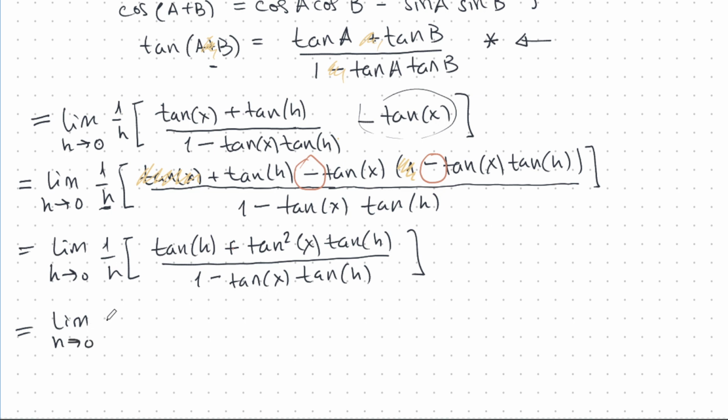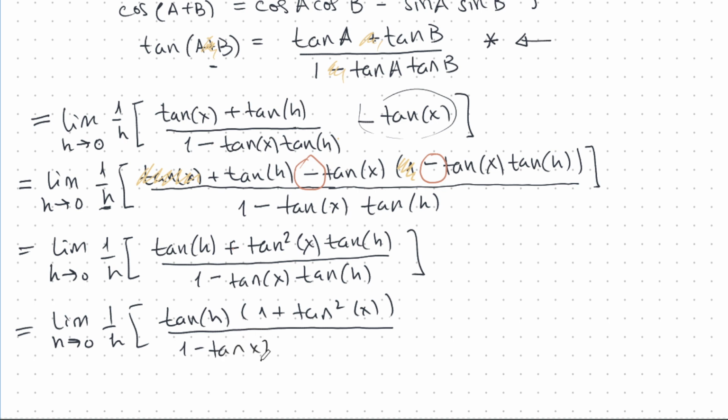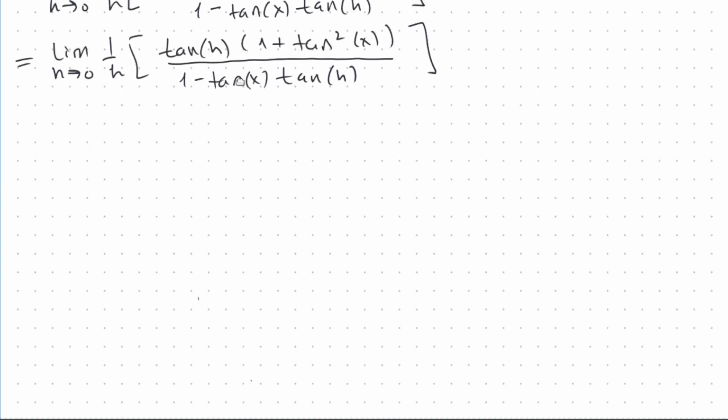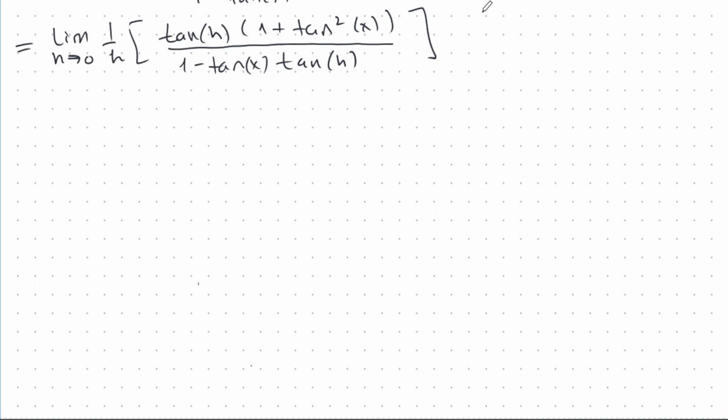Hang on. h goes to 0, 1 over h. Let's factor out the tan of h, and we get 1 plus tan squared x over 1 minus tan x tan h. And now we're done with the trig identity stuff. Now we're ready for the next phase of the operation, and that's to use an approximation. So this is real mathematics here. We're not just playing with identities.